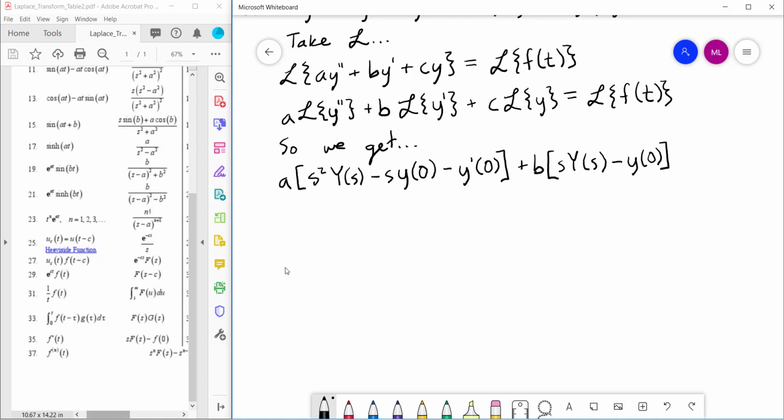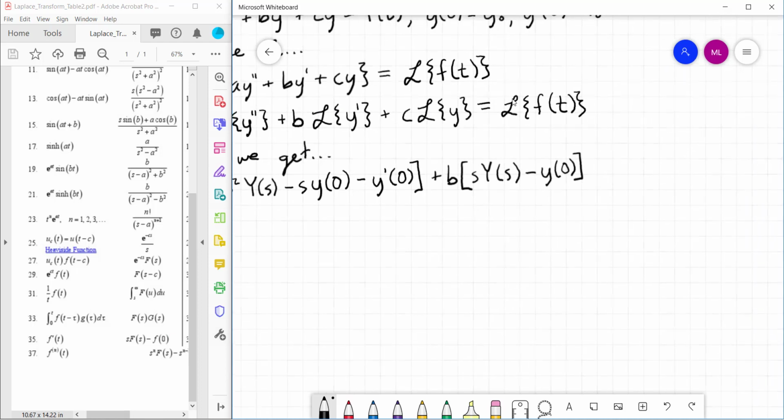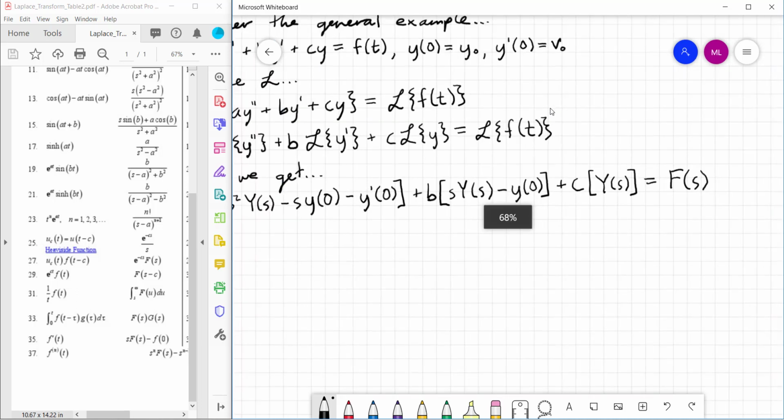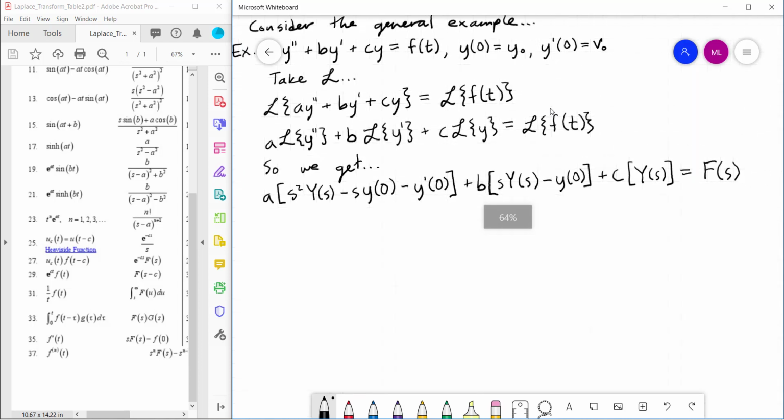And then the last term, where we're taking just the Laplace transform of y, is going to be plus c times just capital Y. And all of that's equal to the Laplace transform of f of t. The notation that we use for that is capital F of s. So if I zoom out here and look at the whole thing, this is our expression. This equation up here, when we took the Laplace transform, we wound up with this equation down here.